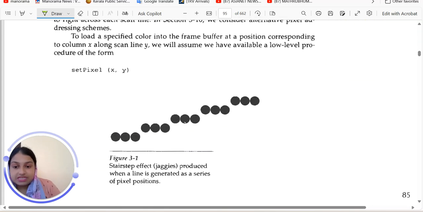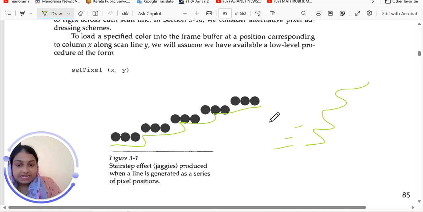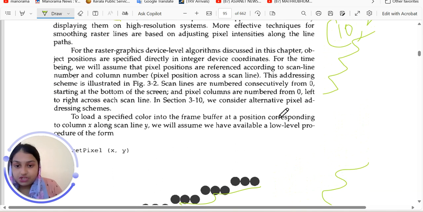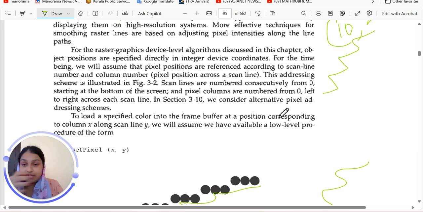So this is an example, the stair-step effect. See? Like this. It will be in a stair-step manner, if you have noticed, produced when a line is generated as a series of pixel positions. Now, for the raster graphics device level algorithms discussed in this chapter, object positions are specified directly in integer device coordinates. For the time being, we will assume that pixel positions are referenced according to scan line number and column number, that is, pixel position across a scan line.